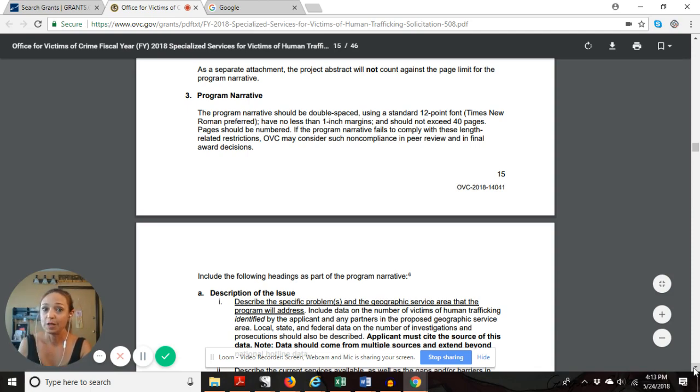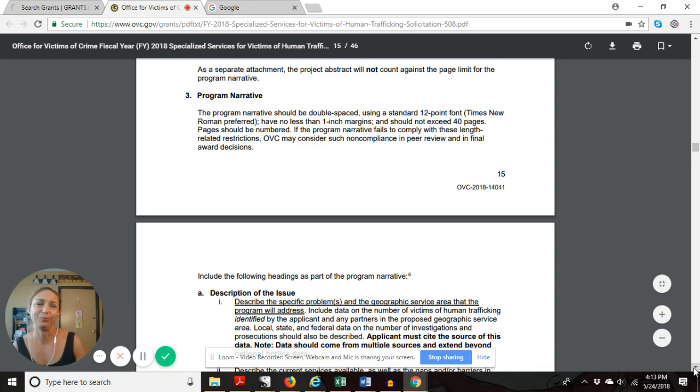They want it double spaced using standard 12-point font, Times New Roman. Just always use Times New Roman. They say preferred, so just use it. Have no less than 1-inch margin, so don't try to get tricky saying, oh my gosh, I need more space, so I'm going to make my margins bigger. Don't do that. And it should not exceed 40 pages.